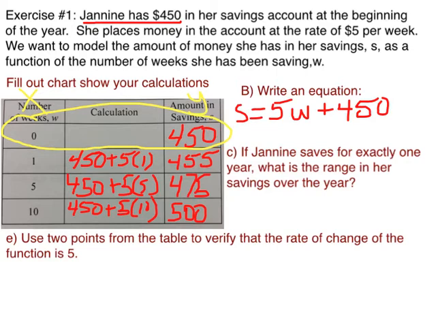Let's take a look at C. If Janine saves for exactly 1 year, what is the range in her savings over the year? Well, one of the things that we have to calculate before we can understand that is that there are 52 weeks in 1 year. Okay? And in order to solve that, I have to solve how much she can save in 52 weeks by doing 450 plus 5 times 52, which is going to give me 710.